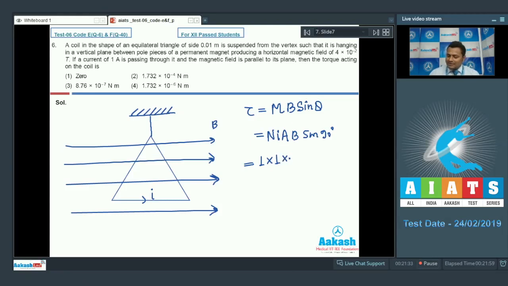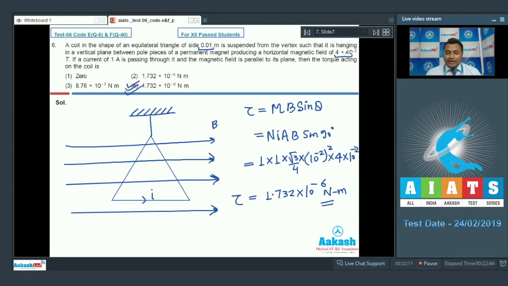Current flowing is also 1 ampere. Area of an equilateral triangle is given by root 3 by 4 of side square, that is 0.01 square, or we can write 10 to the power minus 2 square, multiplied by the magnetic field, that is 4 into 10 to the power minus 2 Tesla. So ultimately, after calculation, we will get the value of torque tau as 1.732 into 10 to the power minus 6 Newton meter. And after looking at the result, we can say that option number 4 is correct.